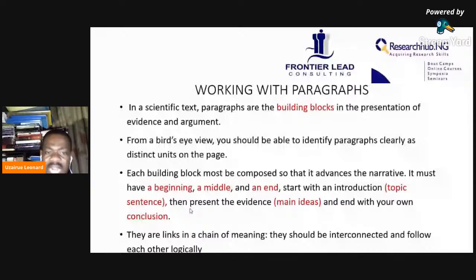In a scientific text, paragraphs are actually the building block. You know, when a building is to be done, after the foundation has been done, the next thing that follows is the laying of block, laying of block, laying of block until that block becomes a building. That is how a paragraph is to an article or a text. Paragraphs actually are the building block in the presentation of evidence.